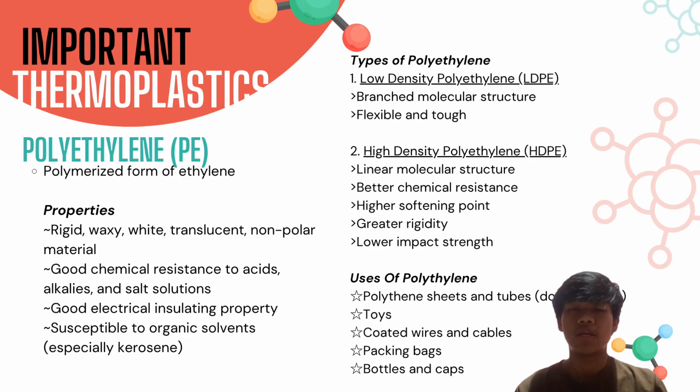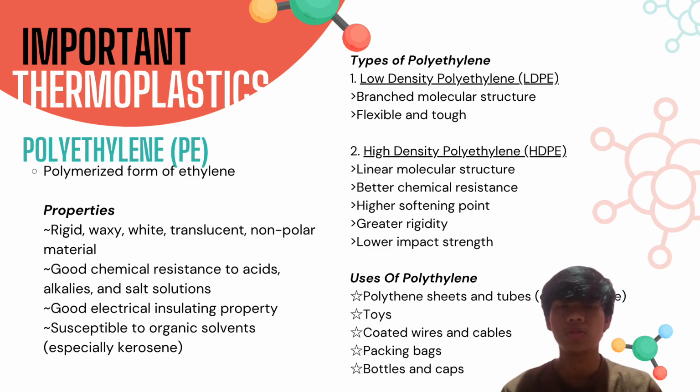There are two types of polyethylene. First is low-density polyethylene, LDPE, and the second is high-density polyethylene, HDPE. The LDPE has a branched molecular structure and is flexible and tough, while the HDPE has a linear molecular structure, better chemical resistance, higher softening point, greater rigidity, and lower impact strength.